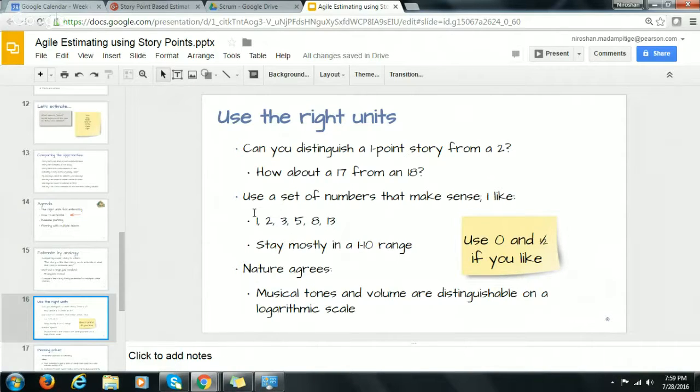Also use a set of numbers that make sense. I like 1, 2, 3, 5, 8, 13. This is coming from the Fibonacci index. And also, you probably have to stay mostly in a range of 1 to 10. Why? Because that could give you a baseline to operate within. There's a reason for this.